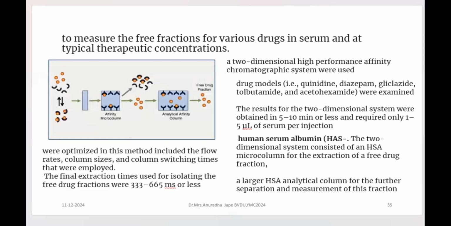So in one word to say, when you want to measure the free fractions present in the serum at any given time of a therapeutic molecule or a drug molecule or a medicine given, you can use two-dimensional high-performance affinity chromatographic system. For example, various drug models that have been studied using this two-dimensional high-performance affinity chromatography are diazepam, gliclazide, acetohexamide, etc. These are some of the examples where people have utilized it successfully. I have just named them to get an idea what kind of drug.